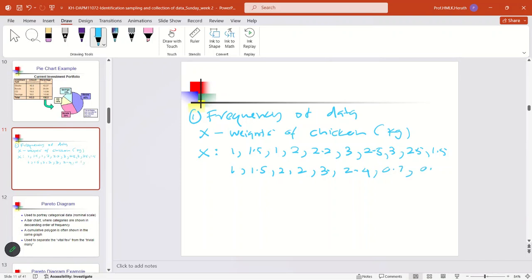0.7, 0.5, 0.9. The frequency is the number. Wait. I got a wrong example.